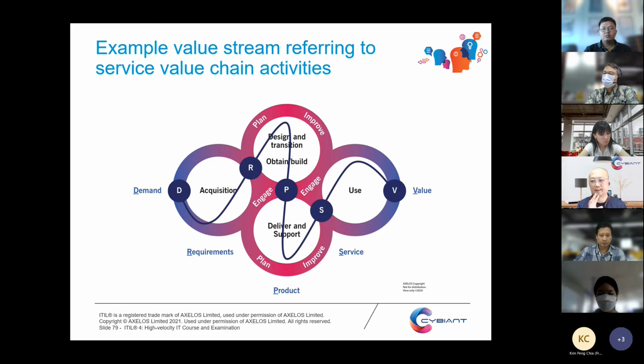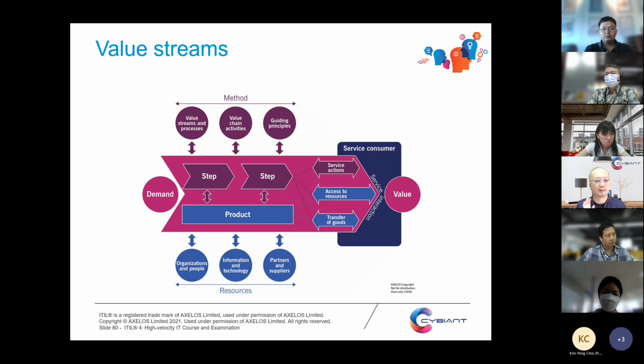Don't worry too much about the diagram, just understand the flow. Like I said, ITIL has a lot of definitions. They like to explain this in theory. You need to understand why they came up with this framework in this manner. Again, value stream. This is just another diagram explaining the value stream in terms of the resources, which are on top, and how we combine them and work on them to provide value.